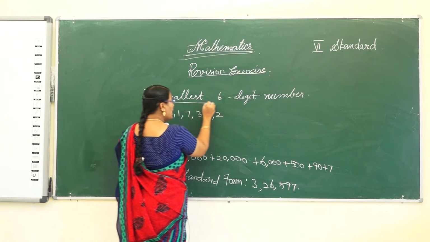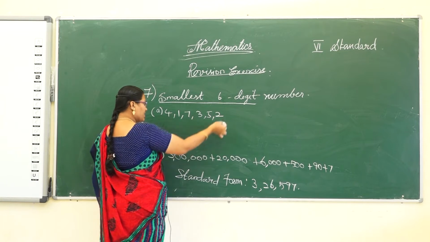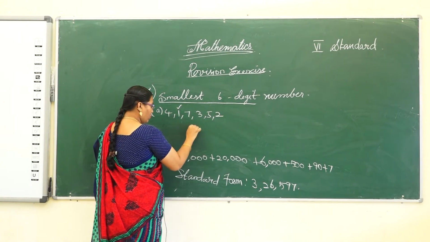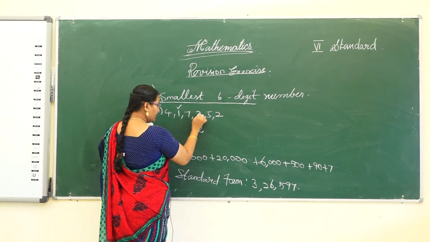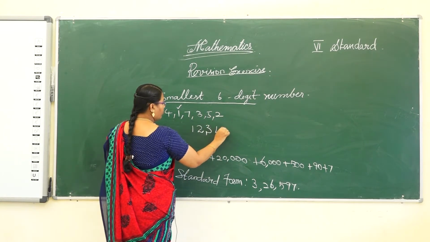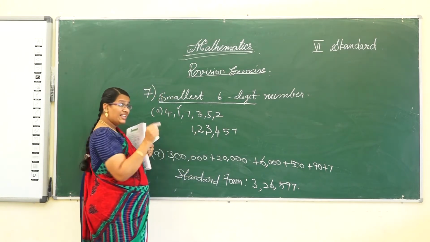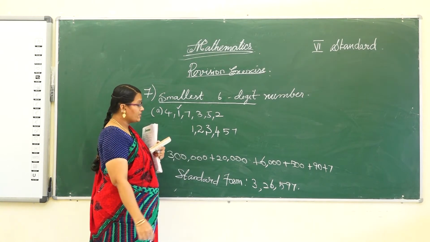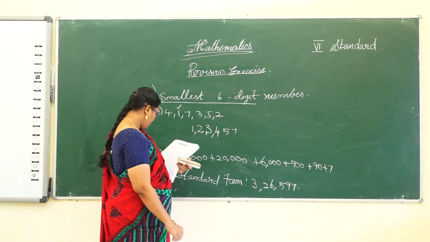Here only the smallest 6 digit number is asked. So you want to write in the ascending order. What is the smallest number in the given data? The first one is 1, and the next one 2, 3, next one 4, 5 and 7. So the smallest 6 digit number is 1,23,457. Okay, and do the next one also.